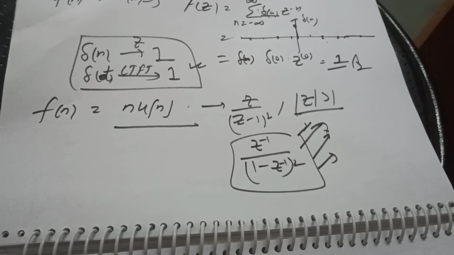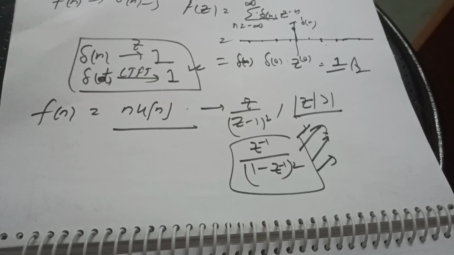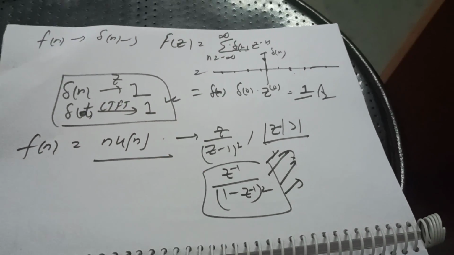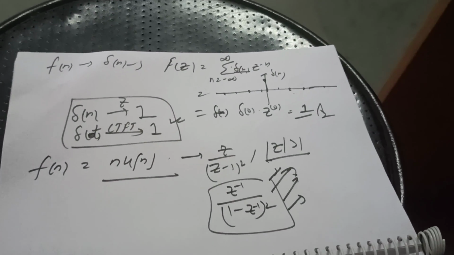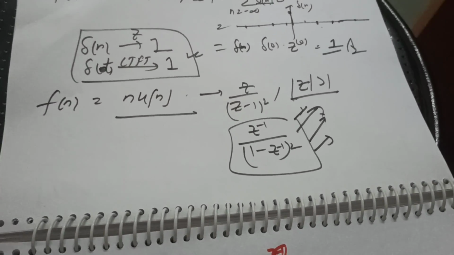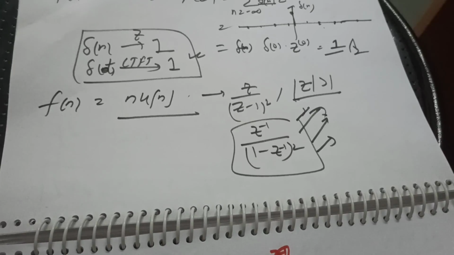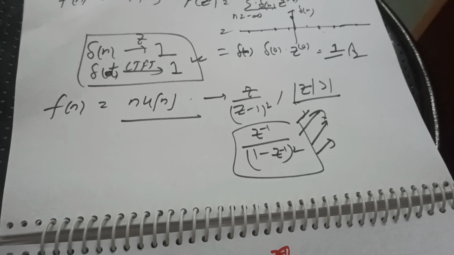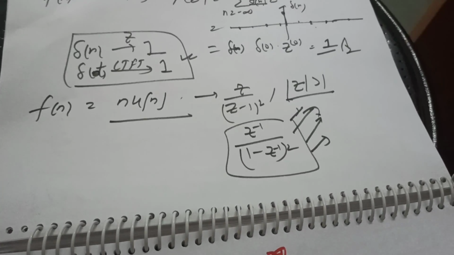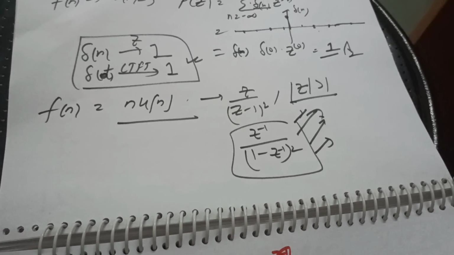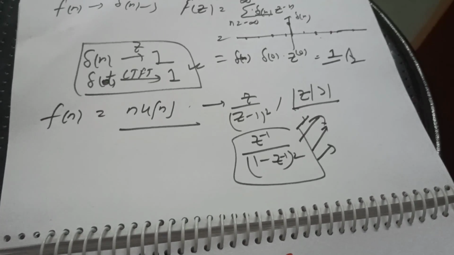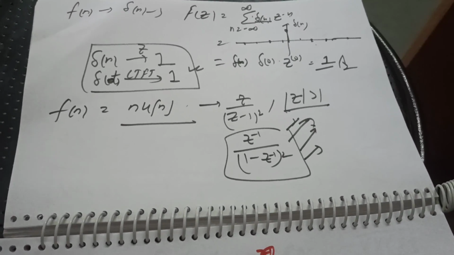It is very interesting that the Z transform of delta n is 1. We can simply evaluate it from this expression. Now n u of n, it is again very simple. It will be Z inverse divided by 1 minus Z inverse the whole square. You have to simply differentiate it with respect to Z and multiply it with minus 1. This is a basic property.